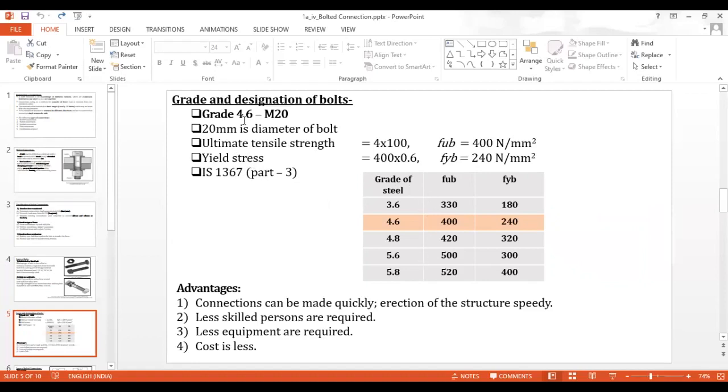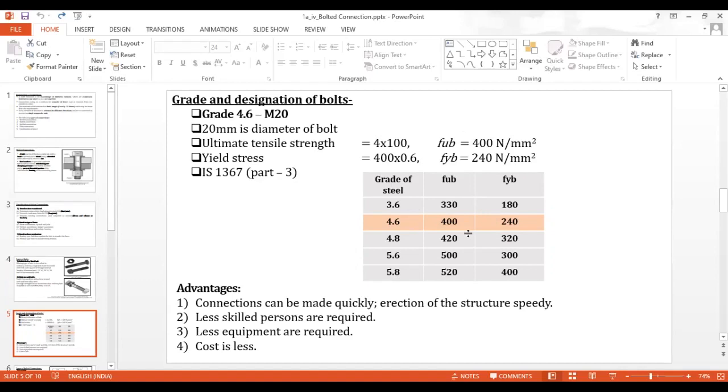Now, when I say grade of bolt is 4.6, then we have to multiply 4 by 100. Hence, the ultimate tensile strength of the bolt is 400 MPa. And then we have to multiply that 400 by the remaining 0.6, since 4.6 has remaining 0.6, and multiplying 400 by 0.6, we get fy equals 240 MPa. In the table, you may come to know the different fub and fyb. The same table is also available in our IS 800 2007.